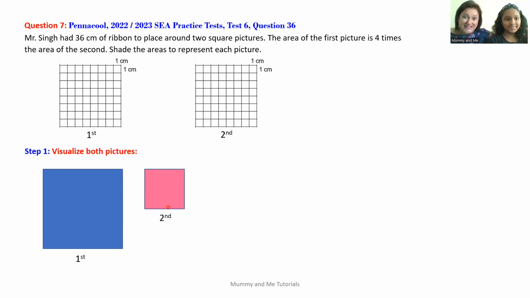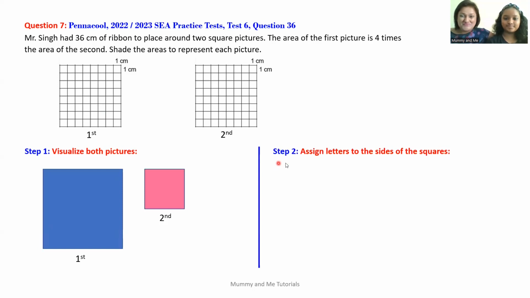Okay, so the second picture is 4 times smaller than the first one. So if I take the smaller picture and place it inside the larger one, it should fit in 4 times perfectly. Let's try. 1, 2, 3, 4 times. Oh, it is 4 times smaller.